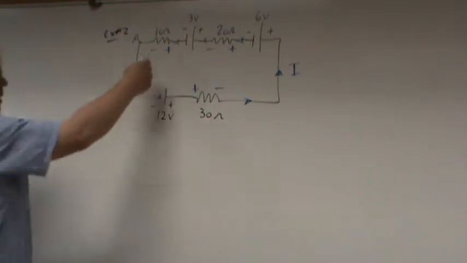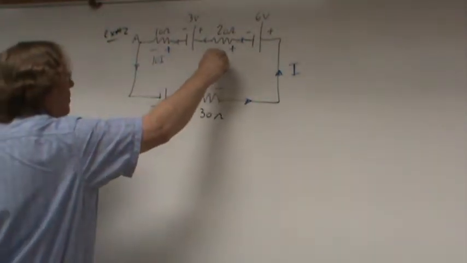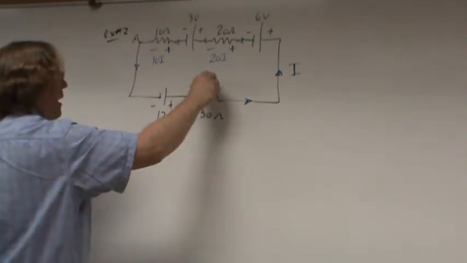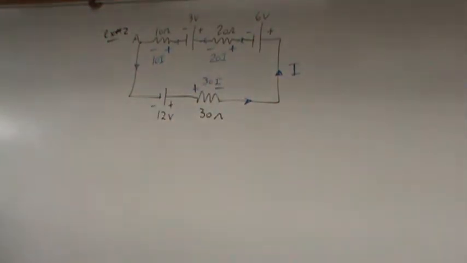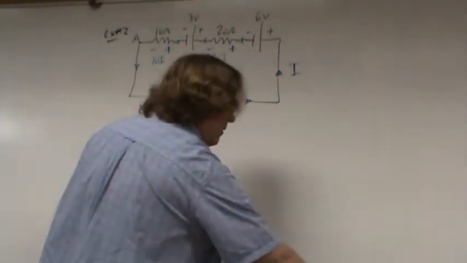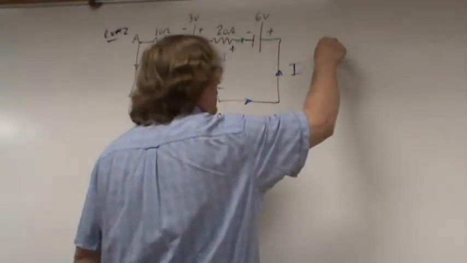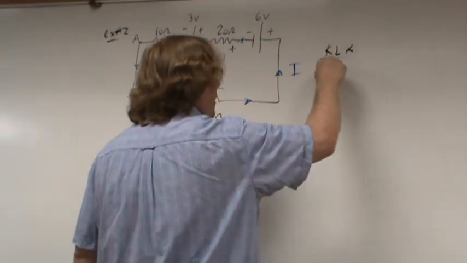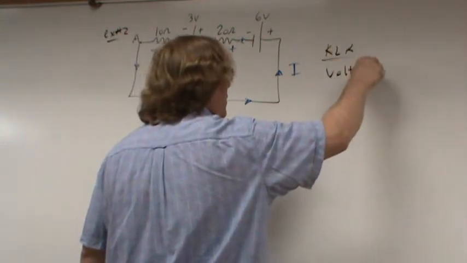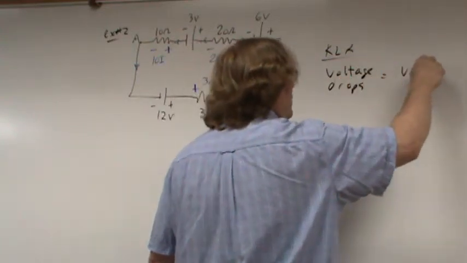Now, if you want, you can label the voltages. This will be 10i, this will be 20i, and this will be 30i, right? Because voltage is current times resistance. So if you want to label it, that's fine. I sometimes forget to label it because I just do it in my head as I write down the equation. But that's okay. Now let's go ahead and do our Kirchhoff's loop rule, which means the voltage drops are going to be equal to the voltage rises.